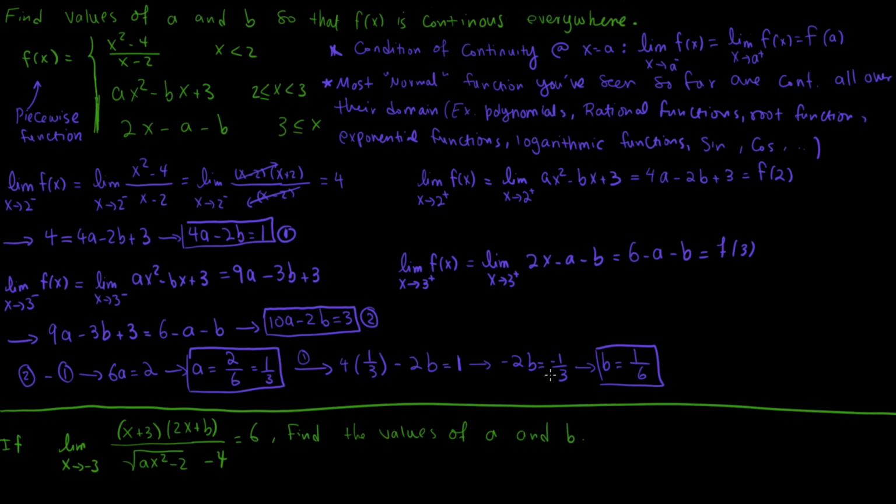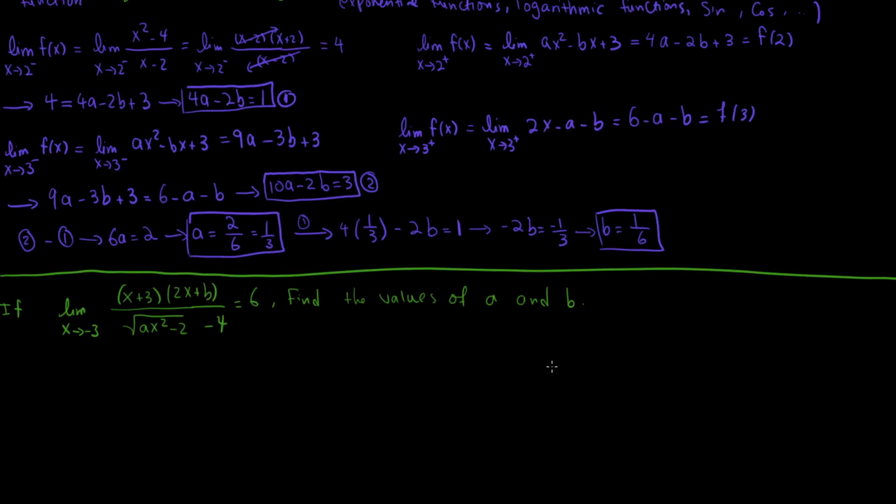So, major things to note. Number 1, functions that you know of, functions that you've worked with, most of them are continuous everywhere. So the only places you have to check for continuity are at the breakpoints of your piecewise function. And then you just have to know what it means for a function to be continuous, which is the condition of continuity. Just apply that to each of the breakpoints, and we're good.